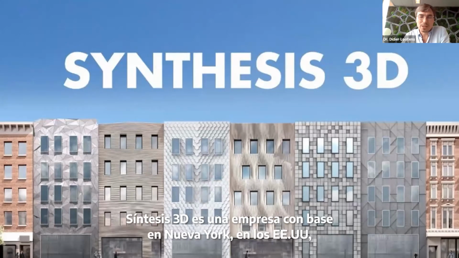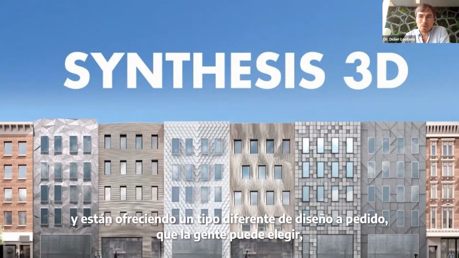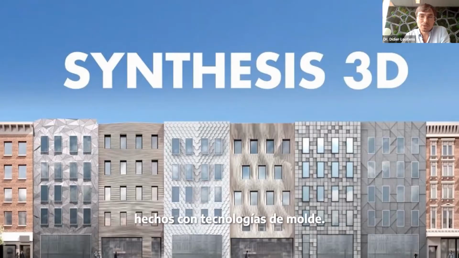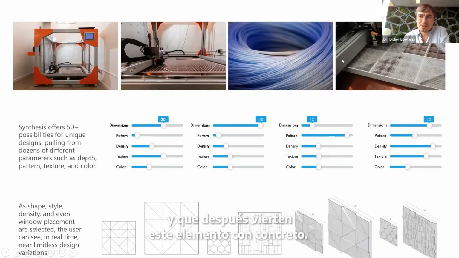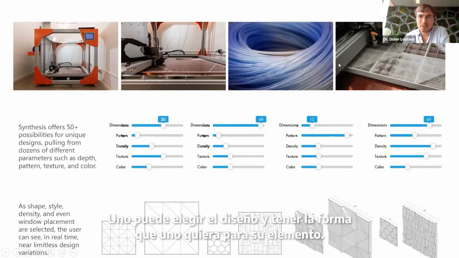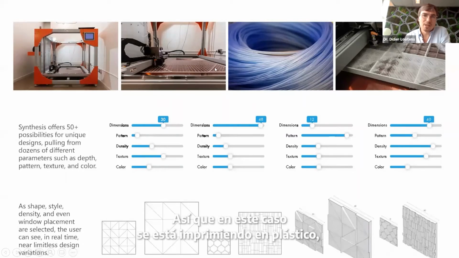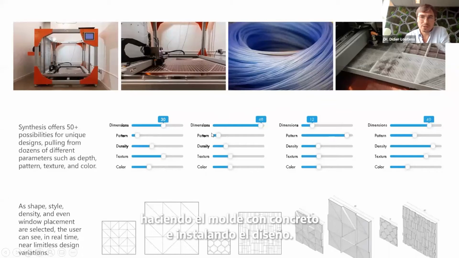Synthesis 3D is a company based in New York City in the USA, and they are offering different kinds of design on demand that people can choose with mold technologies. They are explaining here that they are printing the different elements in plastic, and then they are pouring concrete into these elements. You can choose the design, and then you can have the shape that you want for your facade element. So in that case, we are printing in plastic, molding in concrete, and installing the design.